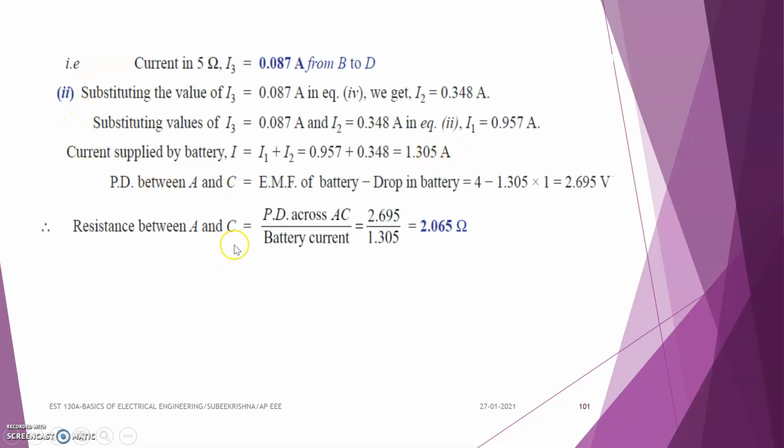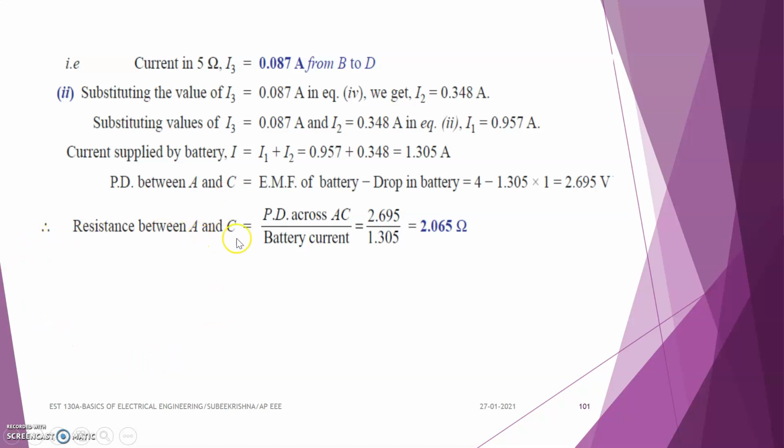So the next step is that we have to find out the potential difference between A and C. So the potential difference between A and C is equal to EMF of battery minus the drop in battery. We know the EMF of the battery is 4 volt. 4 minus the drop in battery, that is we know the current which is flowing through that source is 1.305, and the resistance of that section is 1 ohm. So this drop in battery is equal to 1.305 into 1. So the entire equation becomes 4 minus 1.305 into 1 is equal to 2.695 volt. So this is the potential difference between A and C.